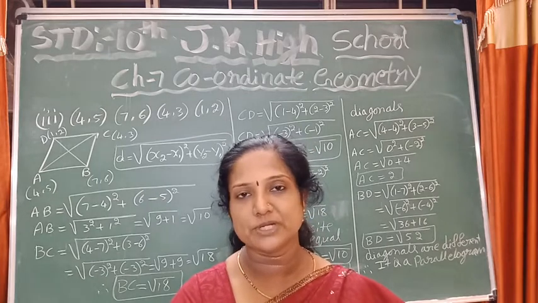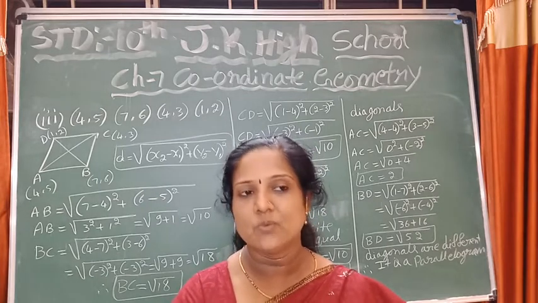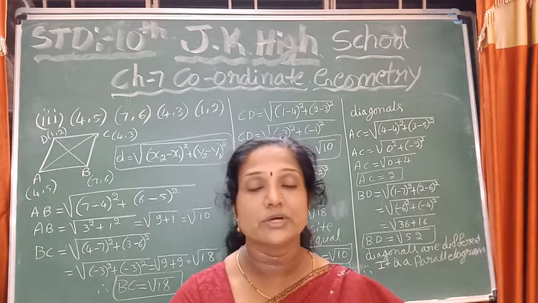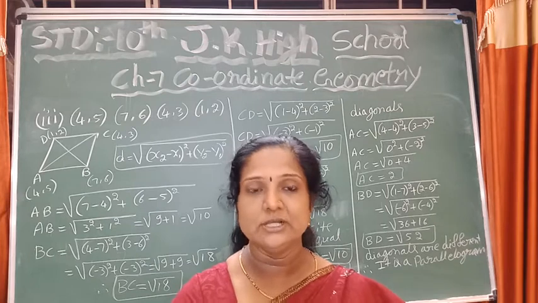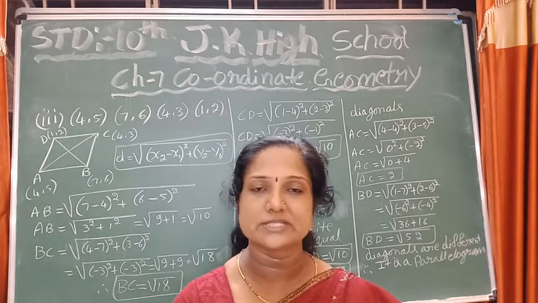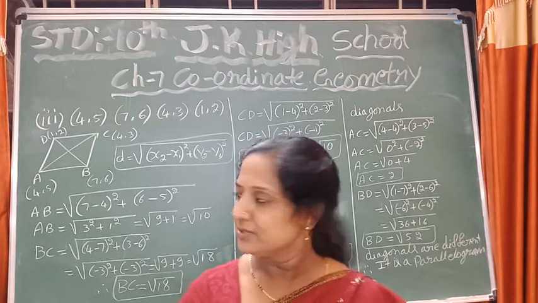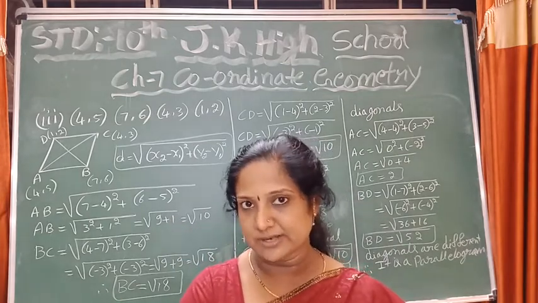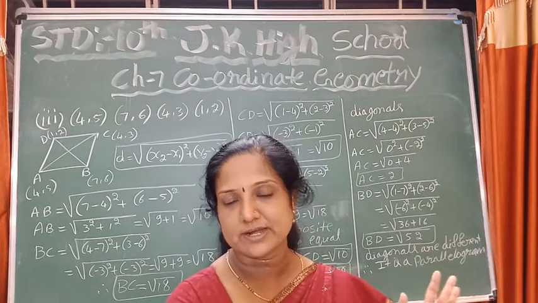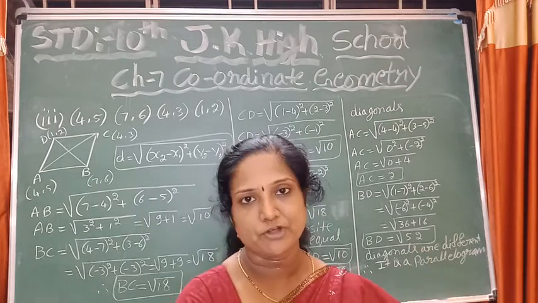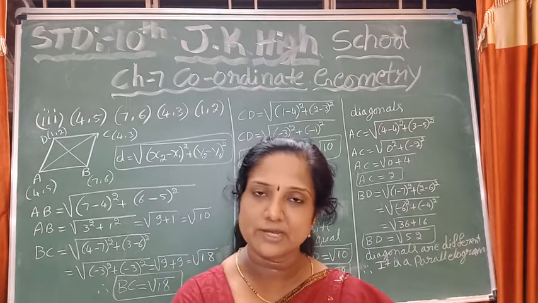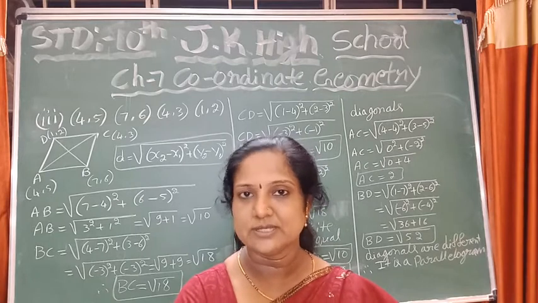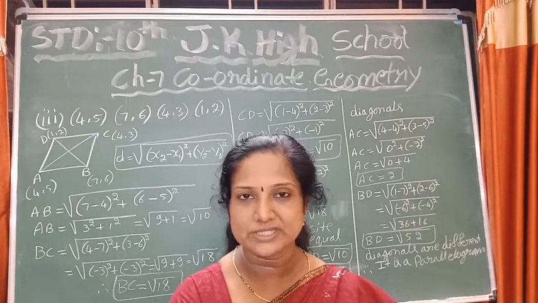You should know the properties of quadrilaterals. What is the property of square? What is the property of rectangle? What is the property of parallelogram? What are the properties of rhombus, kite and all? So according to that property, if it is satisfying, then you have to say that quadrilateral. Here this type of quadrilateral satisfies the property of parallelogram. In a parallelogram, opposite sides are equal and diagonals are different. So children, this is a parallelogram. Okay children, write down.